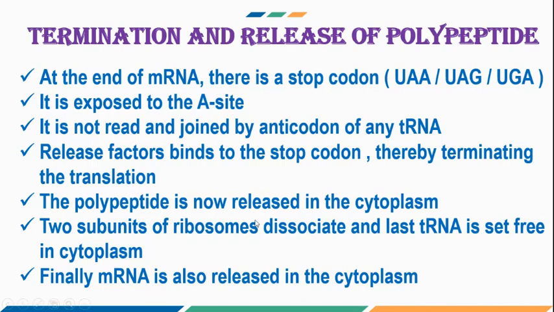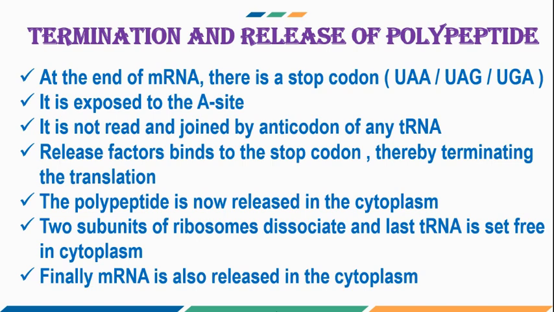Then comes termination and release of the polypeptide, the third and last step. At the end of the mRNA, there is a stop codon, UAA, UAG or UGA. It is exposed to the A site. It is not read or bound by the anticodon of any tRNA. Release factor binds to the stop codon, thereby terminating the translation.